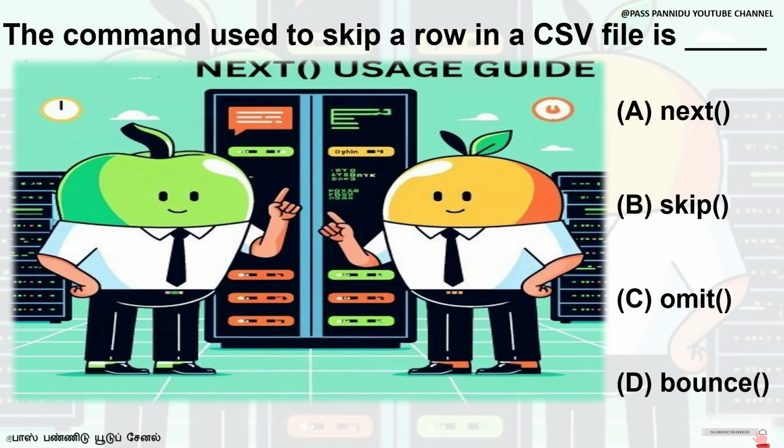The command used to skip a row in a CSV file is dash. A. Next command. B. Skip command. C. Omit command. D. Bounce command. Answer: A. Next command.